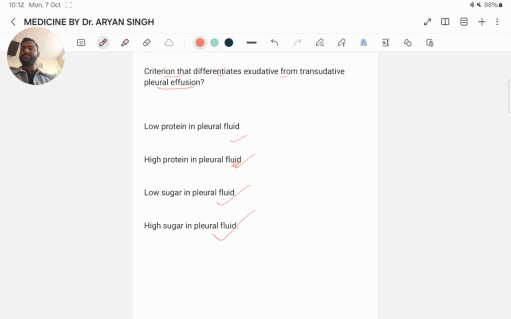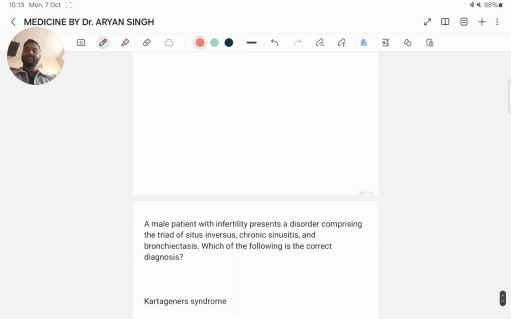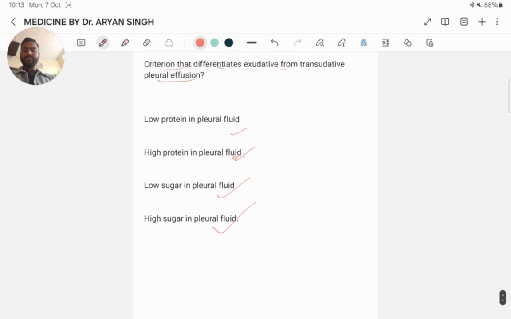What are the Light's criteria? First, pleural fluid protein to serum protein ratio more than 0.5 indicates exudate. Second, pleural fluid LDH to serum LDH ratio more than 0.6 indicates exudate. Third, pleural fluid LDH more than two-thirds of the upper limit of normal serum LDH. At least one of the above conditions must be fulfilled for an exudate, and Light's criteria misidentify 25% of transudates as exudates. So high protein in pleural fluid is the answer.